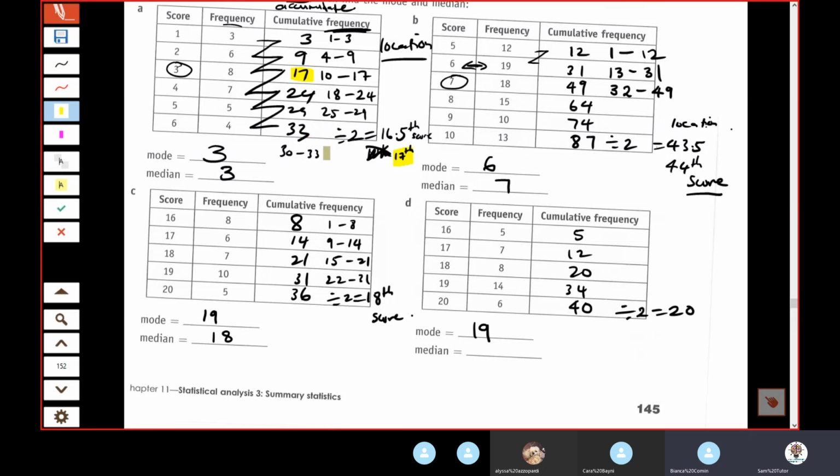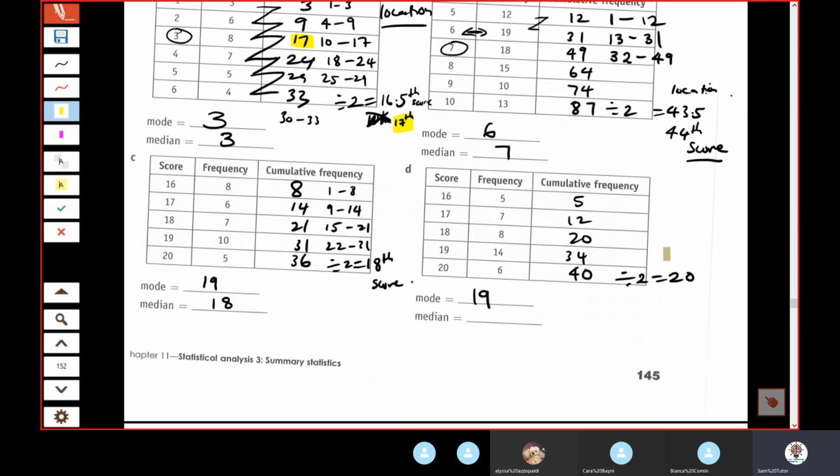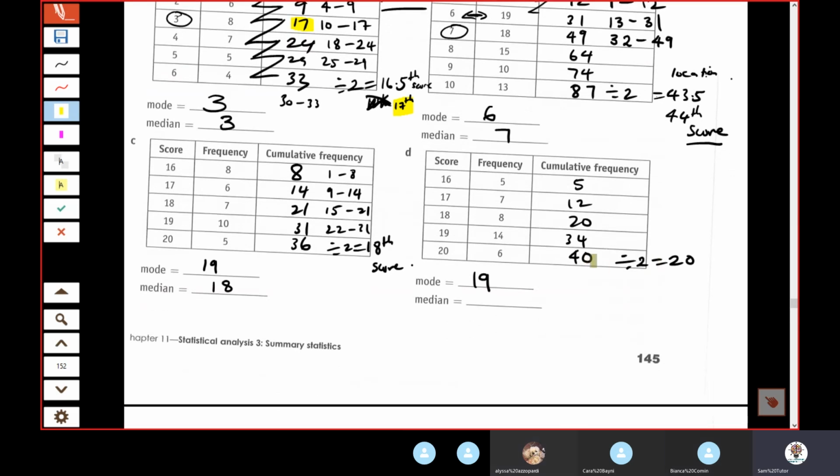When you get a question here that's even, 40 divided by 2 is 20, which is also not a problem. But if you get that, and it's a number that is actually in this column, then the score is not the 18th score. It is the 18th and 19th score, which means it's 18.5. So it's actually between this and this. So that's a very unique case you've got to remember.